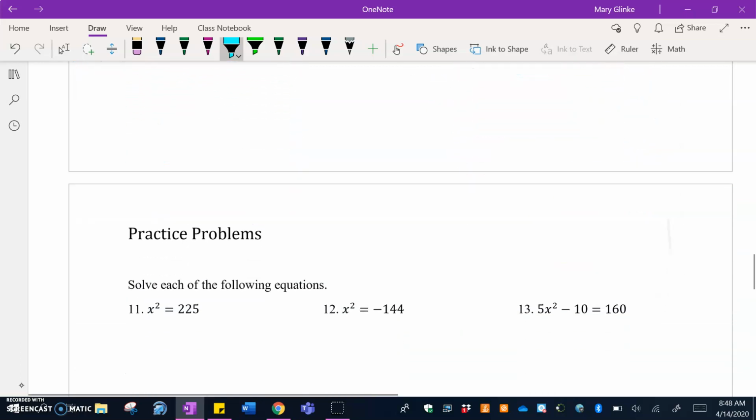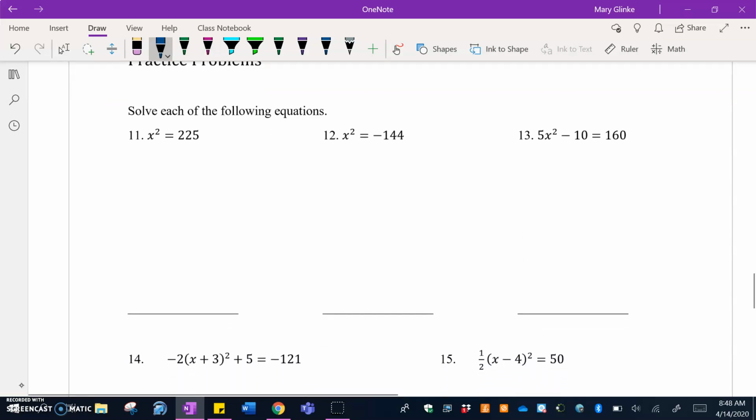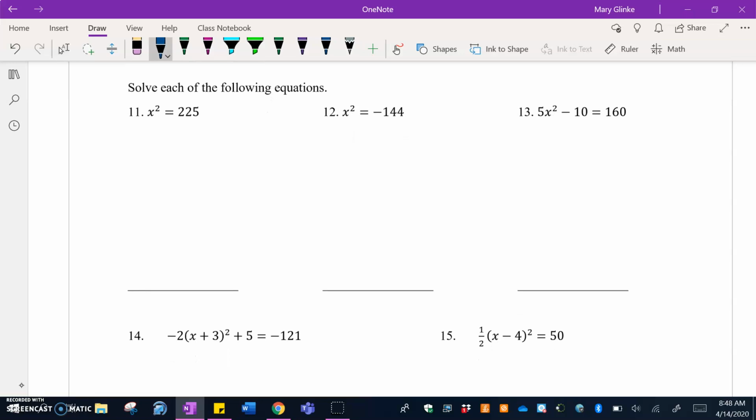So there are practice problems for you to try. I will go through them, but I'm going to ask you to pause your video and try them yourself first, and then I can go over them. Okay, so go ahead and hit pause now. Okay, so after trying these practice problems, let's go ahead and see what we get.